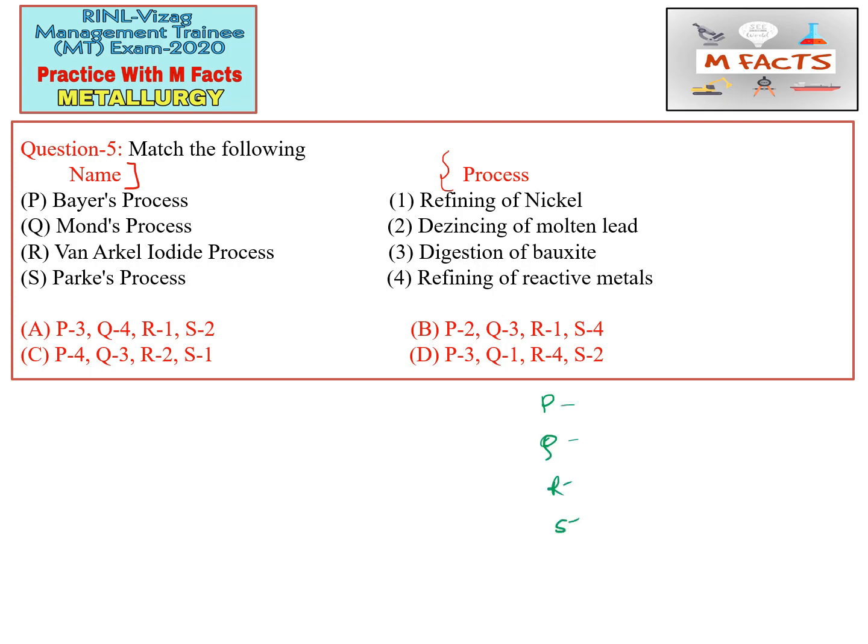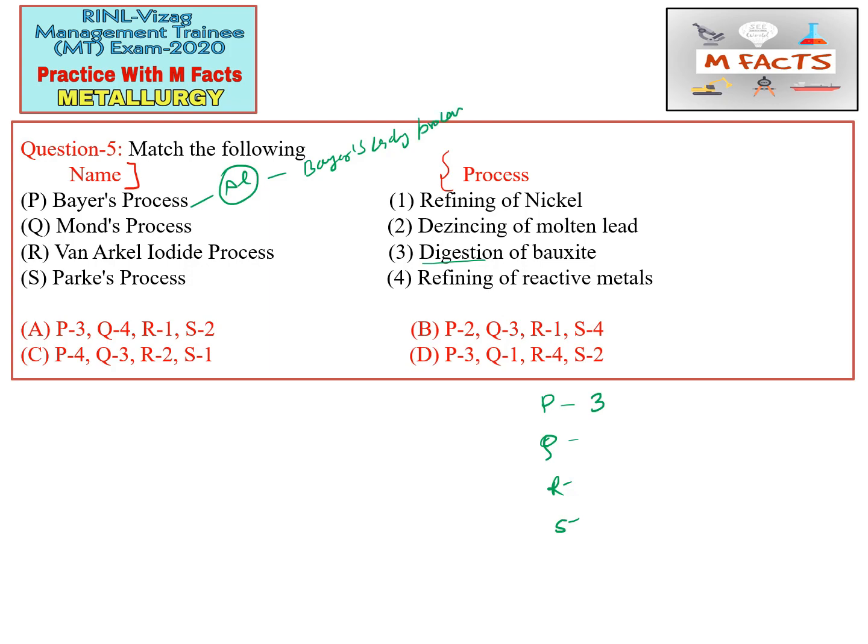Okay, so the question is, in group one they have written Bayer's process, Mond's process, van Arkel iodide process, Park's process. Okay, so Bayer process is common and this is used for aluminum. Basically you can say Bayer's process is Bayer's leaching process. In that leaching process, what we do is digest the bauxite ore. Okay, so we can match P by 3. So the 3 here is digestion of bauxite.